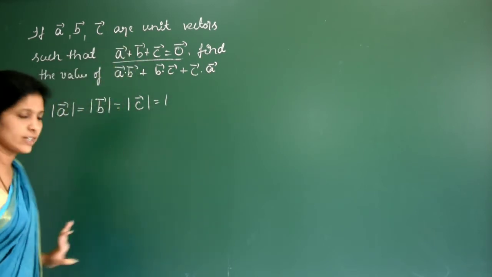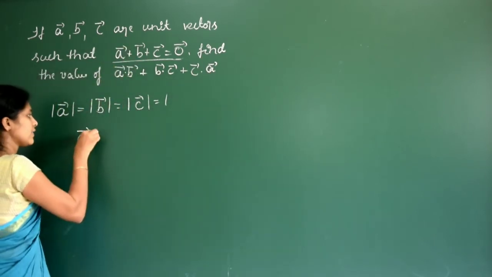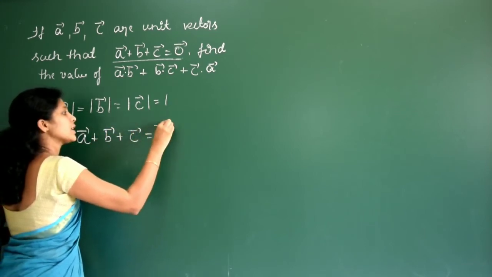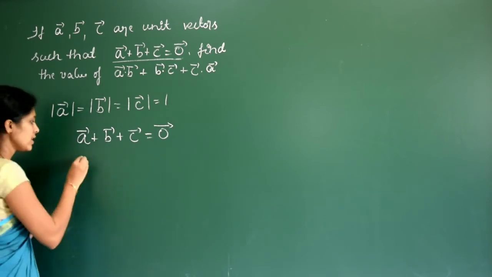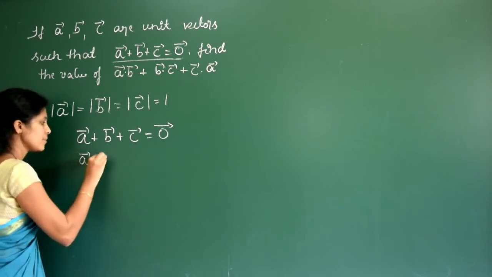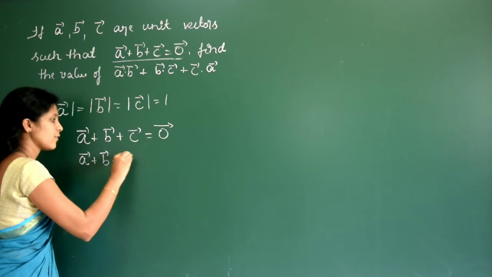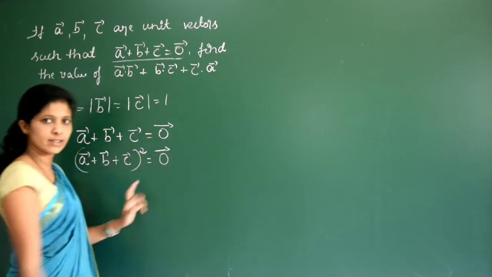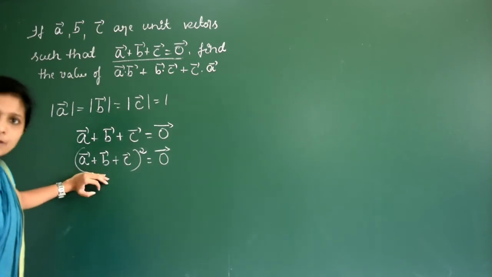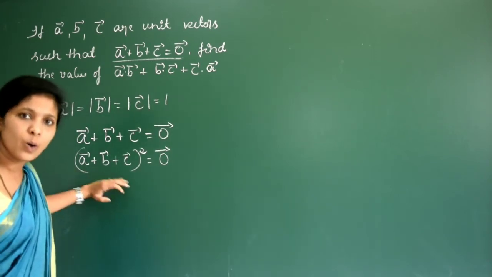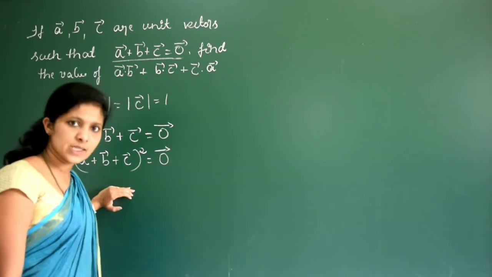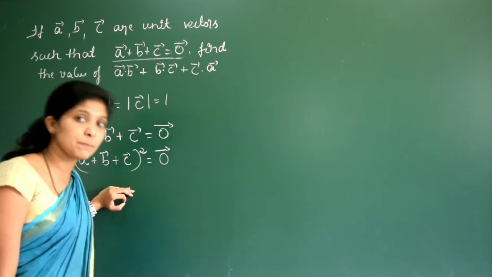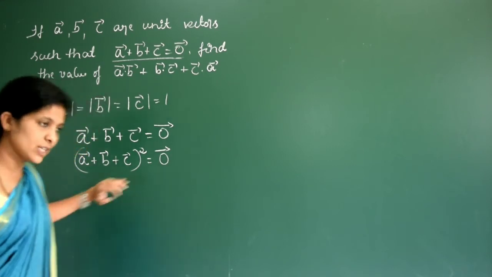First, we will consider the given condition. It is given a vector plus b vector plus c vector is equal to 0 vector. Now, we will take the square. So it will be a vector plus b vector plus c vector whole square is equal to 0 vector, right? Squaring the 0 vector. Now, you can see this is of the form a plus b plus c whole square. What will be the formula? a square plus b square plus c square plus 2ab plus 2bc plus 2ca, right? We will use that formula.